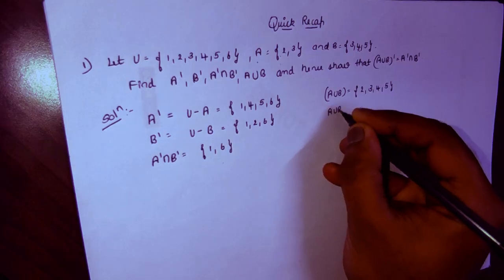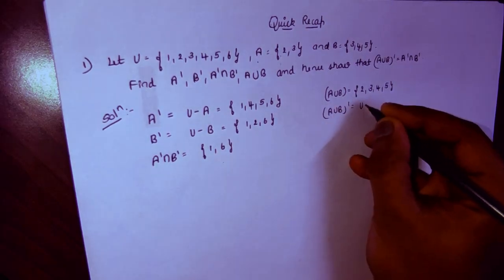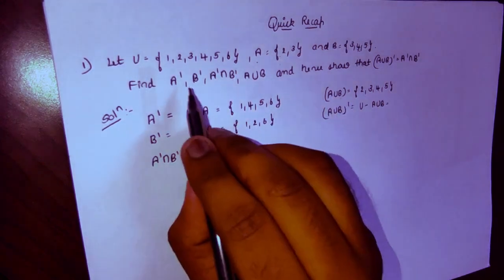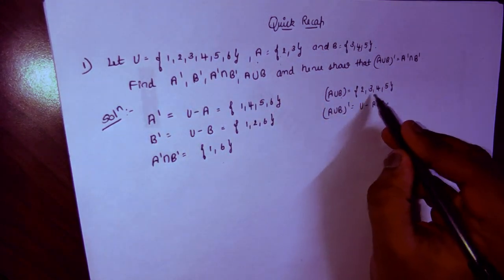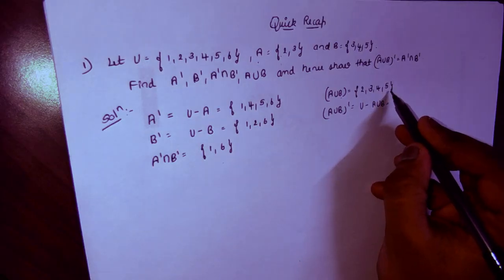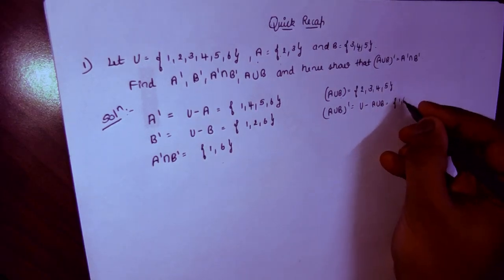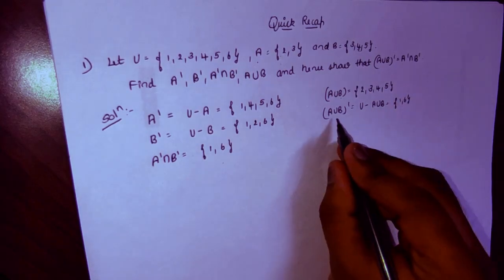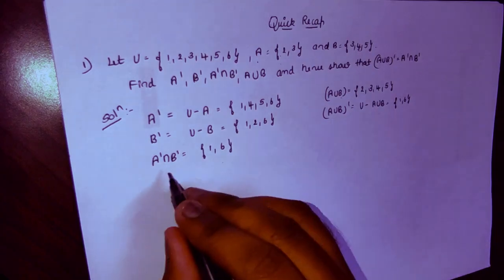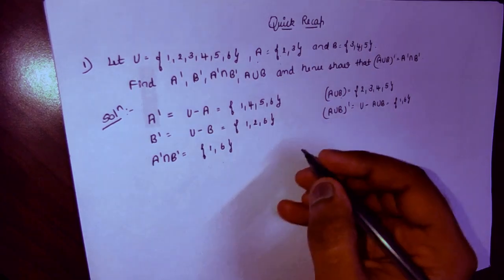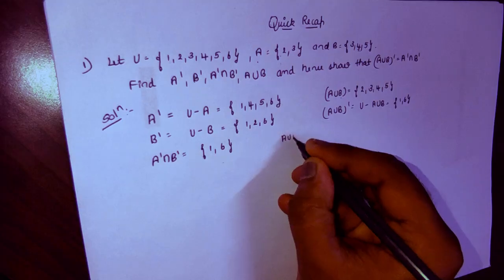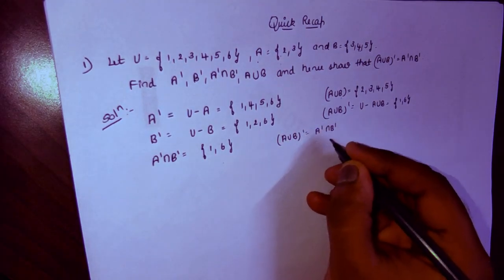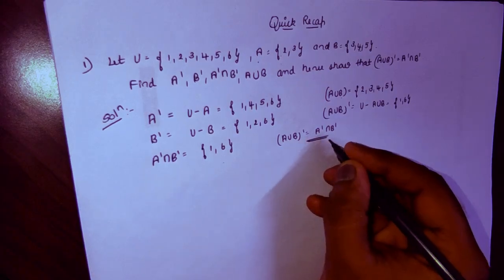Now we will find (A union B) dash, that is universal set minus A union B. The universal set is 1, 2, 3, 4, 5, 6. 2, 3, 4, 5 are there, so the remaining is 1, 6. By comparing (A union B) dash and A dash intersection B dash, we can conclude that (A union B) dash is equal to A dash intersection B dash. That itself is the solution.